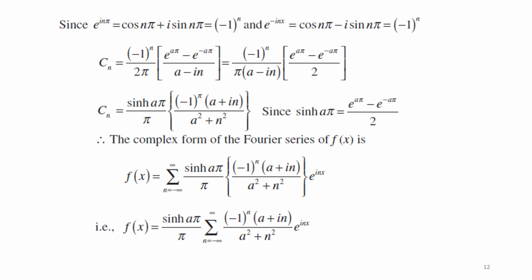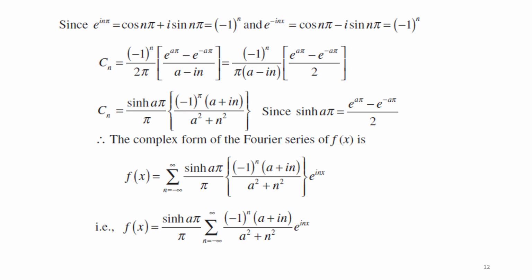Okay, and I know that e power a pi can be written as cos a pi plus i sin a pi, and e power minus a pi can be written as cos a pi minus i sin a pi, and subtracting it I'll get 2 sin a pi is equal to e power a pi minus e power minus a pi. So I'll get sinh a pi is equal to e power a pi minus e power minus a pi divided by 2. Okay, so this is the formula we are using.